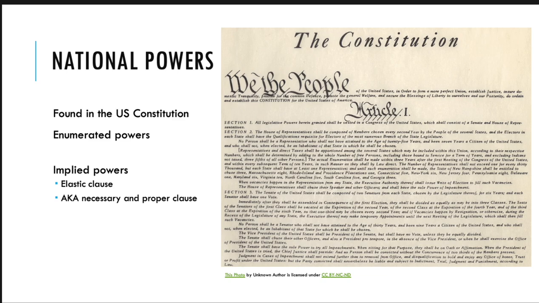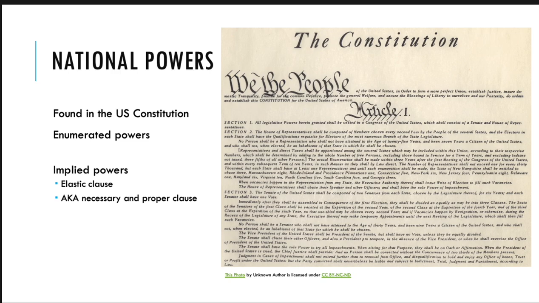So those are really the two types of federal powers: enumerated and implied. Those are things that the government can do. Some of them are just straight written in there. Some of them, as long as it's deemed to be necessary and proper, Congress can do that.